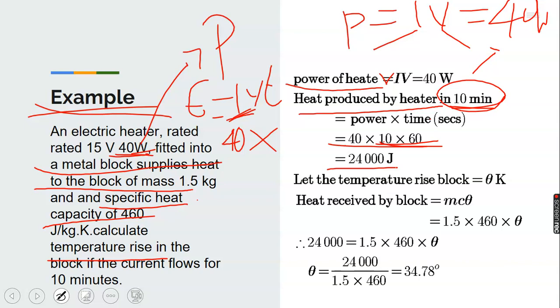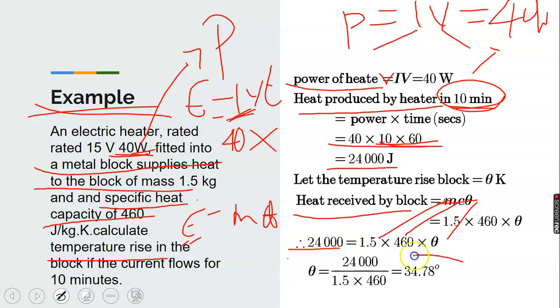Now, the temperature rise of the block equals theta. We know that heat received by the block equals MC theta. Now, equate it. From our formula, we know that E equals MC theta, and we know the heat to be 24,000, equals mass, specific heat capacity, and the temperature rise. Making theta the subject, we have 24,000 divided by 1.5 times 460, which equals 34.7 degrees Celsius. It's as simple as that.